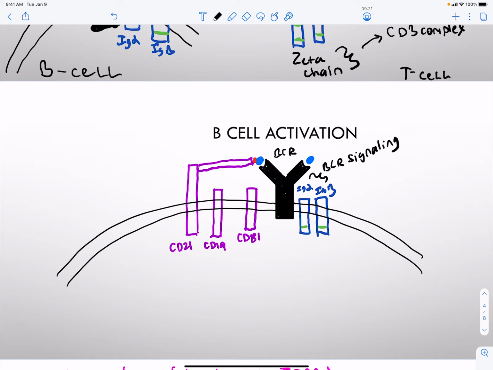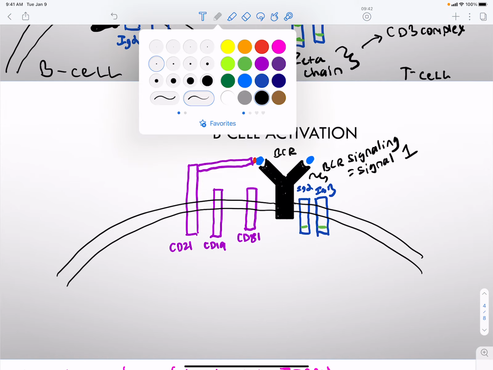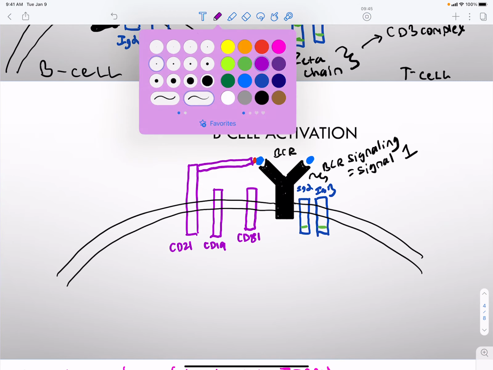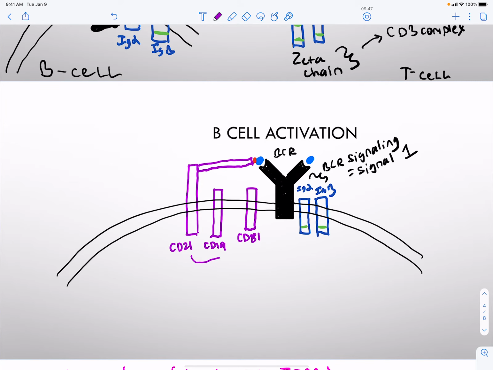I'm just going to put this here right now. If you have the B cell receptor binding to this blue ball, it's going to signal through Ig alpha and Ig beta, its signaling apparatus, and this is going to be signal 1. Okay, but this is not enough to get your B cell activated. Your B cell needs these co-receptors. They're purple. So these are the co-receptors, and this equals signal 2.